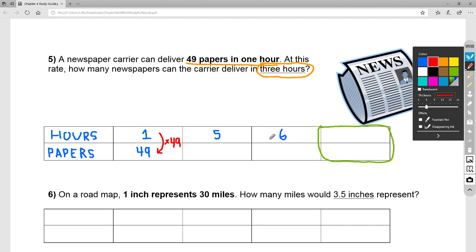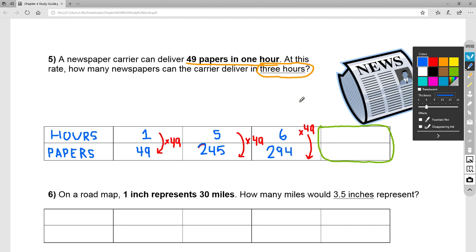Let's fill in the next 2 columns. To get from 5 to the bottom row, you have to do times 49. To get from 6 to the bottom row, same thing, it's times 49. So we multiply 49 times 5, and that would be 245. And then 6 times 49 would be 294.